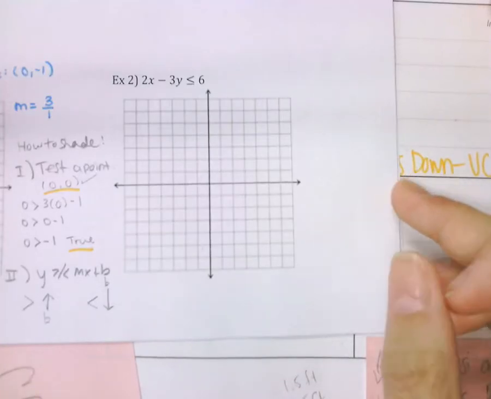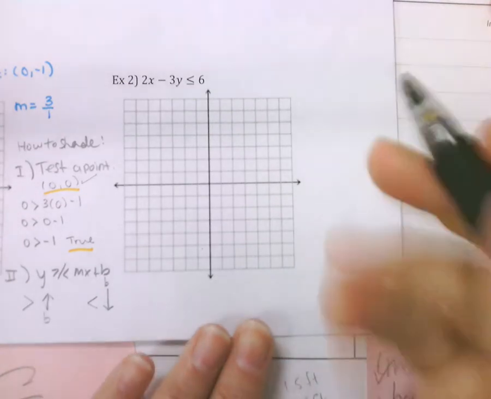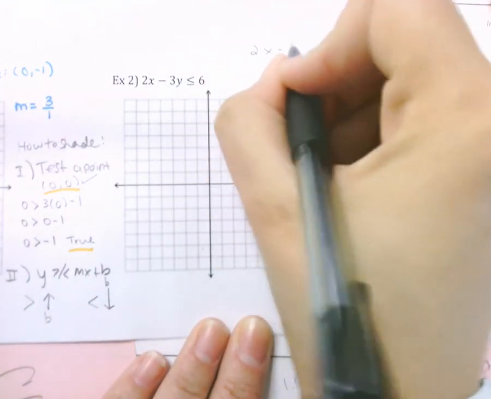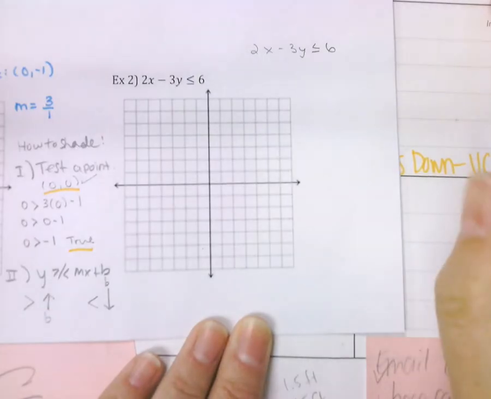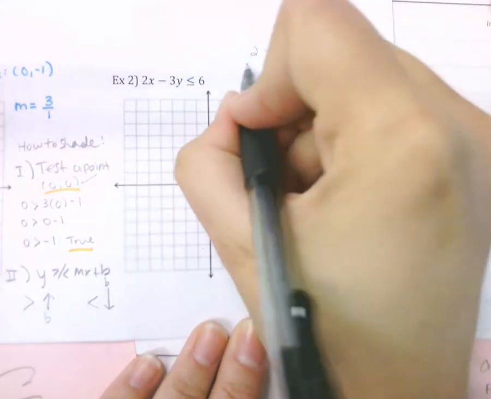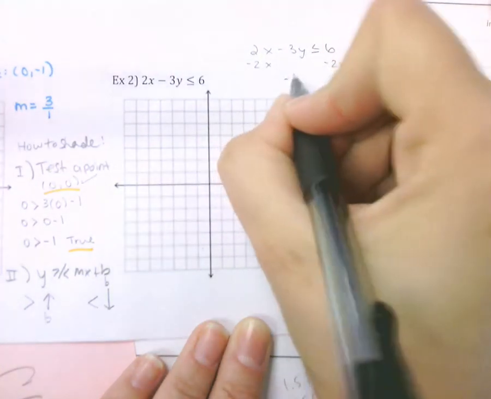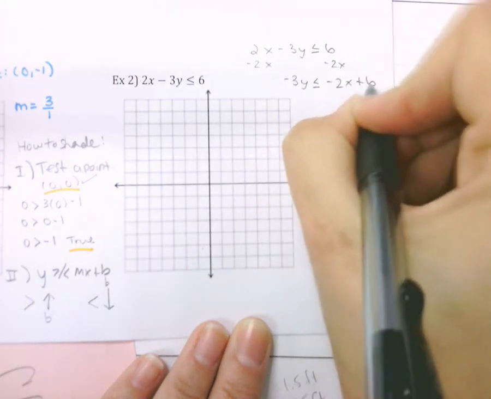Alright, next example we have another line. It's just in a different form. So it's not in slope-intercept form. You can put it in slope-intercept form. I'm going to show you how to do that so you know how, just in case. To put this in slope-intercept form, you would start by subtracting 2x. You get negative 3y is less than or equal to negative 2x plus 6.